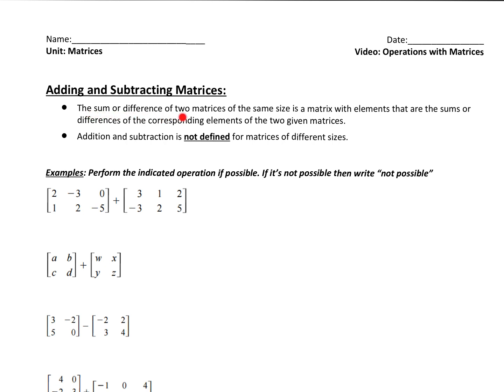The sum and difference of two matrices of the same size is a matrix with elements that are the sums or differences of the corresponding elements of the two given matrices. So the key in that statement is same size and corresponding elements. What do I mean by same size? They need to have the same number of rows and the same number of columns.